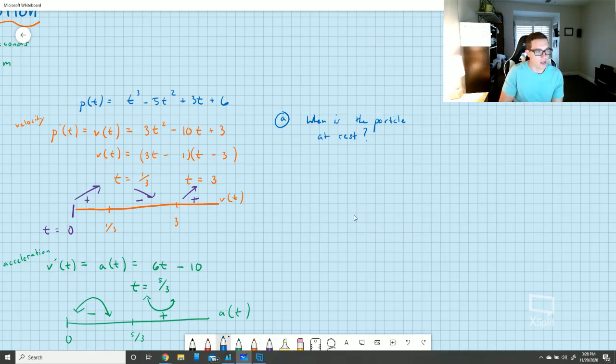Well, that deals entirely with the velocity. It's when the velocity is 0. If my velocity is 0, it means I'm not moving. So my velocity is 0. That's when the particle is at rest. And you already found that. Oh my gosh, it's the critical points.